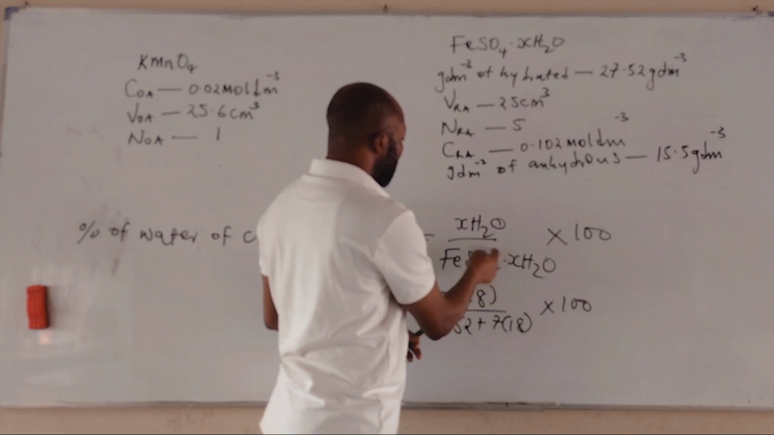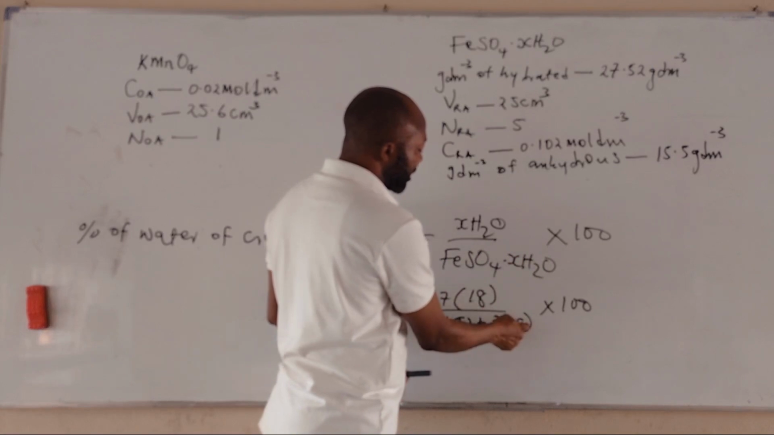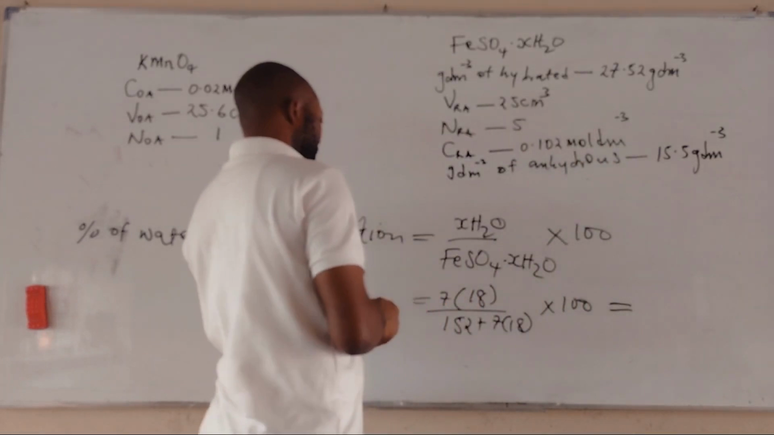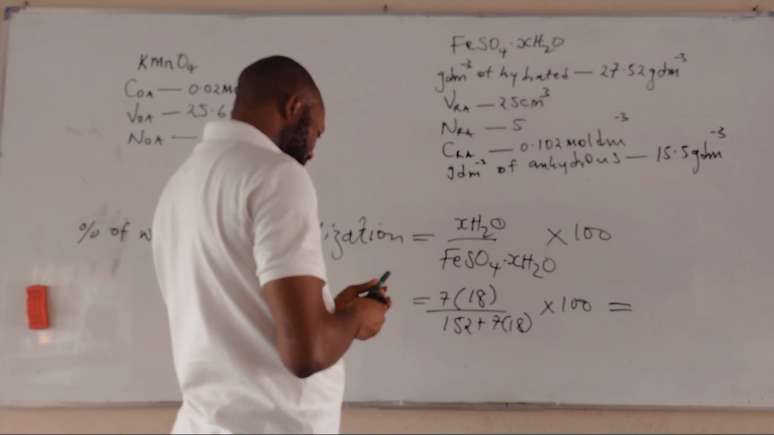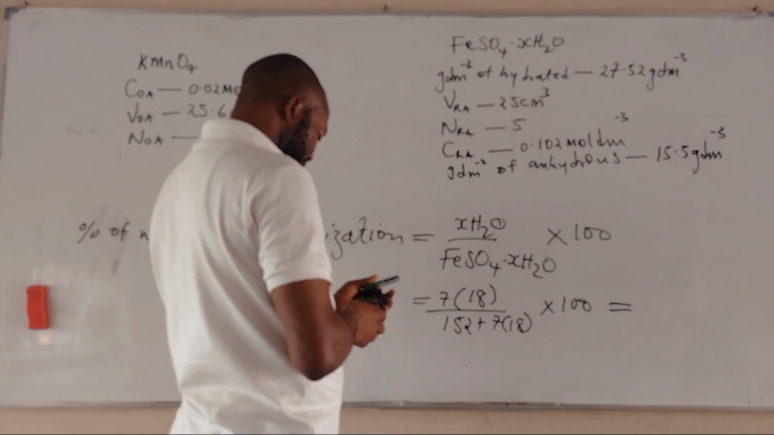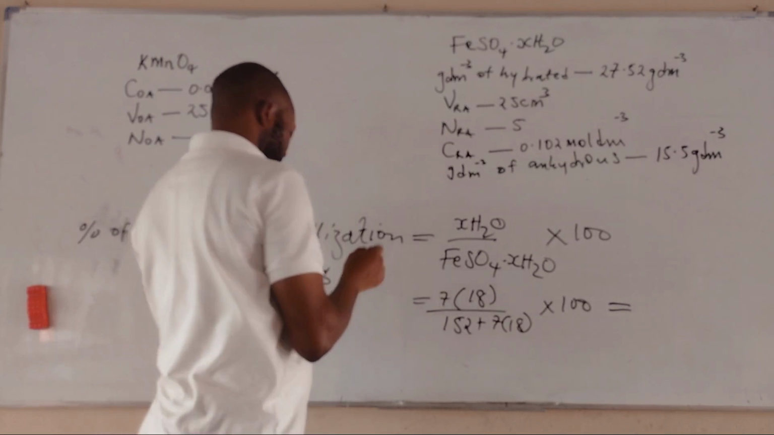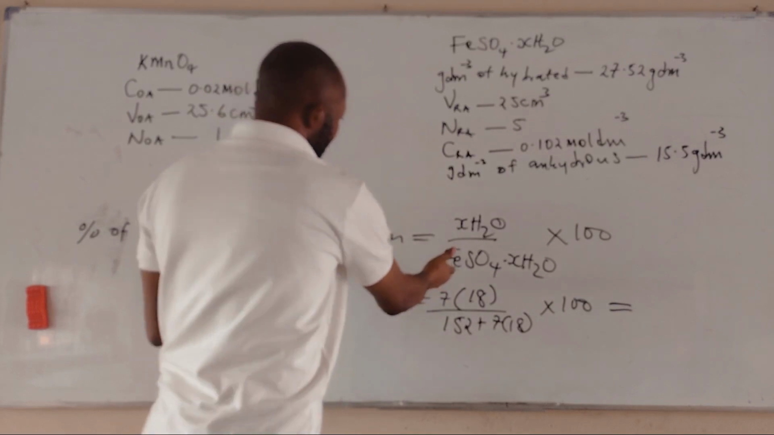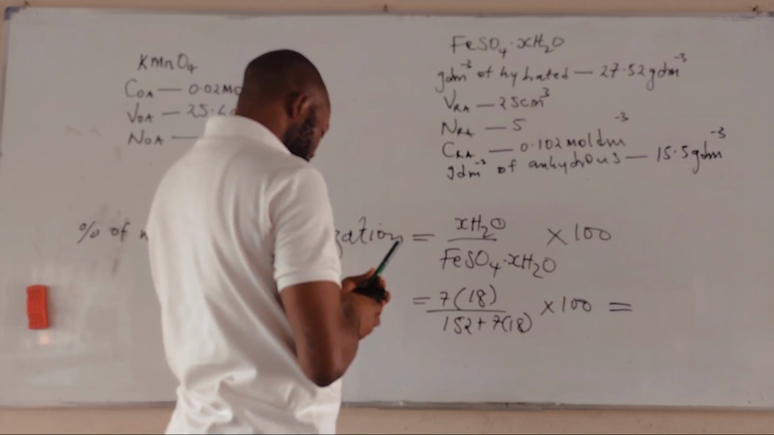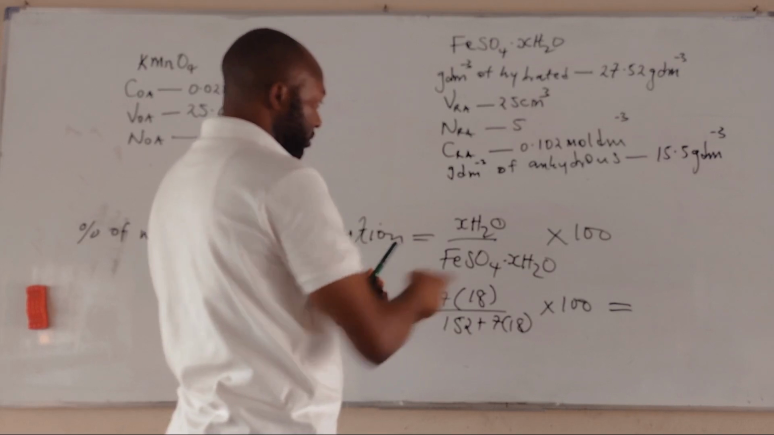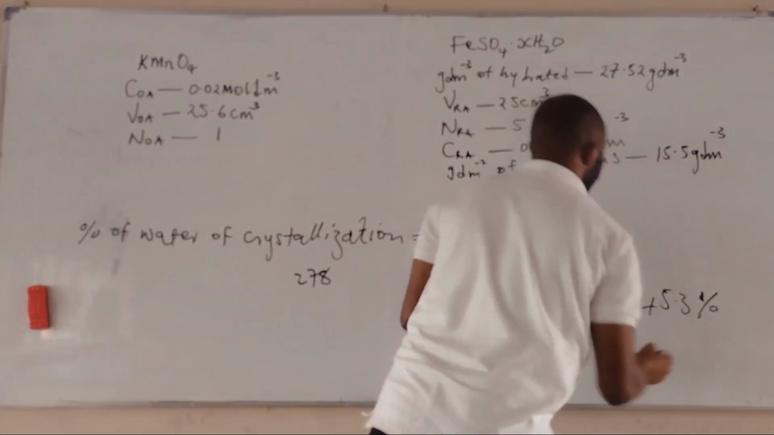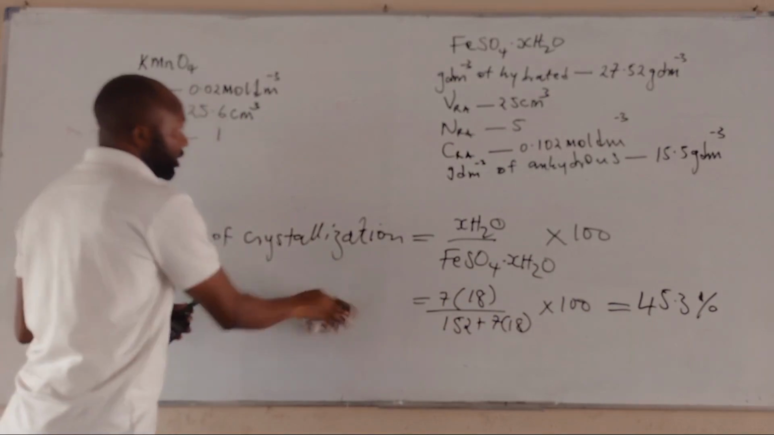Now, let me explain this. The relative molecular mass of this compound is 152. Here is 18, X is 7, so 7 times 18, and the same thing happens here, 7 times 18. 7 times 18 is 126. Plus 152 is 278. Now, this divided by this: 126 divided by 278 times 100 is 45.3%. So that's the percentage of water of crystallization under redox.